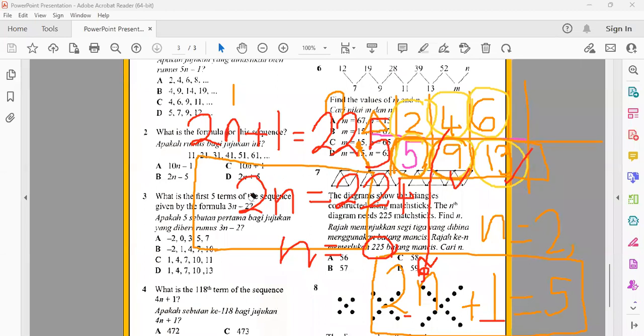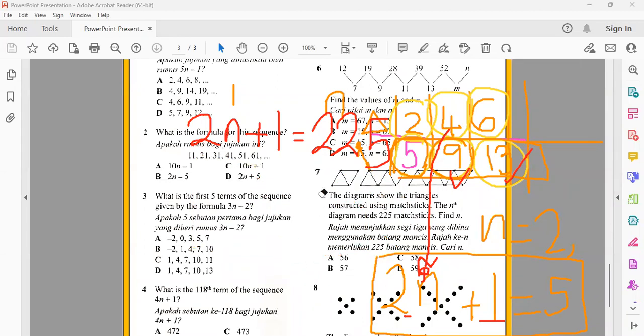Wait, instead of doing this, why don't we try with the answers? Do you think this formula is correct? I have to query this now. Okay, what if we had 8 triangles? Oh, okay. So 2 times 8 will be 16. 16 plus 1 would be 17. Probably this formula is all right. But how do I find the nth diagram that needs 225 matchsticks?